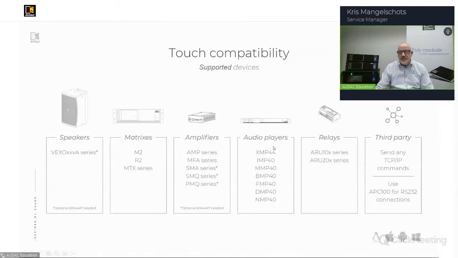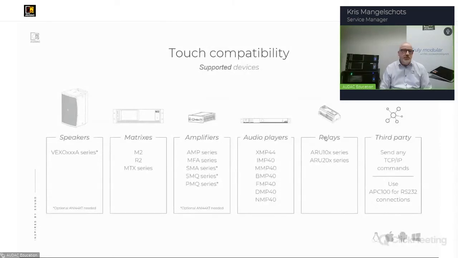For the audio players, of course, the XMP44 with all of its modules, IMP40, MMP40, the Bluetooth module BMP40, voice file triggering FMP40, DMP DAP Tuner 40, and the NMP Spotify Soundtrack Your Brand streaming module. These are supported by AUDAC Touch. The relay units, ARU1 series, and of course the ARU2 series, both compatible with AUDAC Touch, and of course third-party devices that you can send any TCP/IP command to.